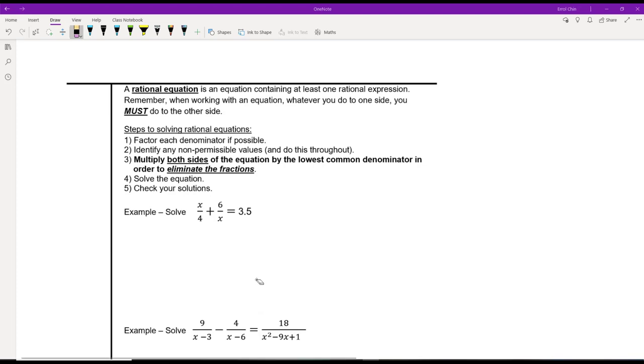So this is for Pre-Calc 11, Chapter 6, Section 4. What we're going to do is solve rational equations. And that's just, again, a fancy way of saying fractions. We're solving for fractions with a variable.